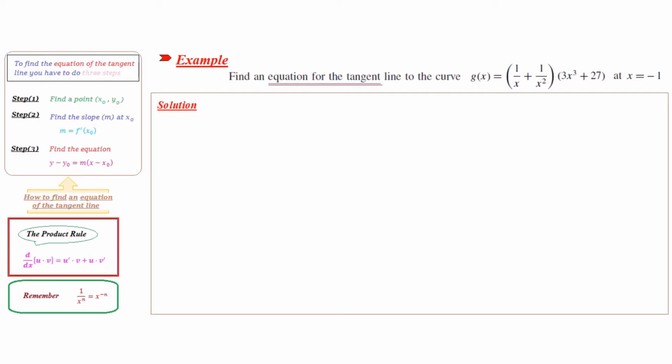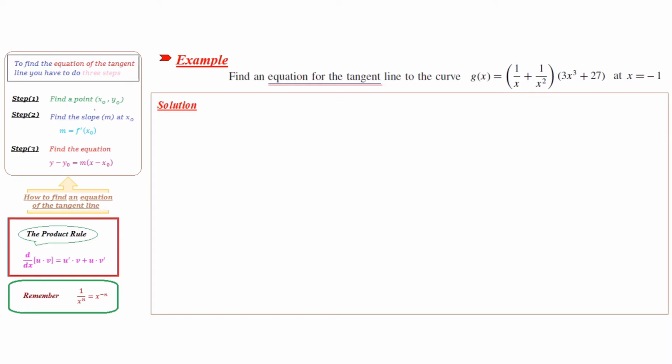Hi everyone. In this video we'll take an example of how to find the equation of the tangent line to the curve g of x equals (1/x + 1/x squared) multiplied by (3x cubed + 27) at x equals -1.